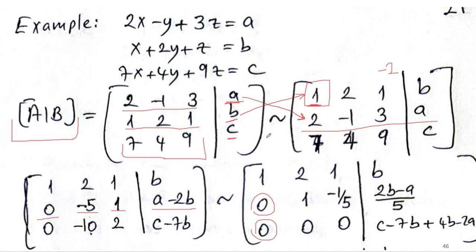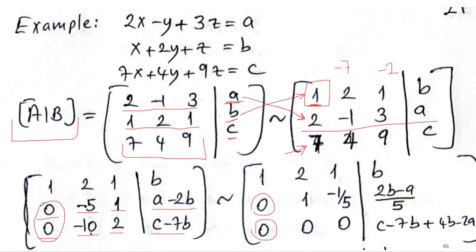Similarly, multiply the first row by -7 and add to the third row this time. This one will cancel out. This will become 0. Then we have 4 minus 14, which is -10, and 9 minus 7, that's 2. And then we have c minus 7 times b. As you see, as desired, we get these terms equal to 0 in the first stage.